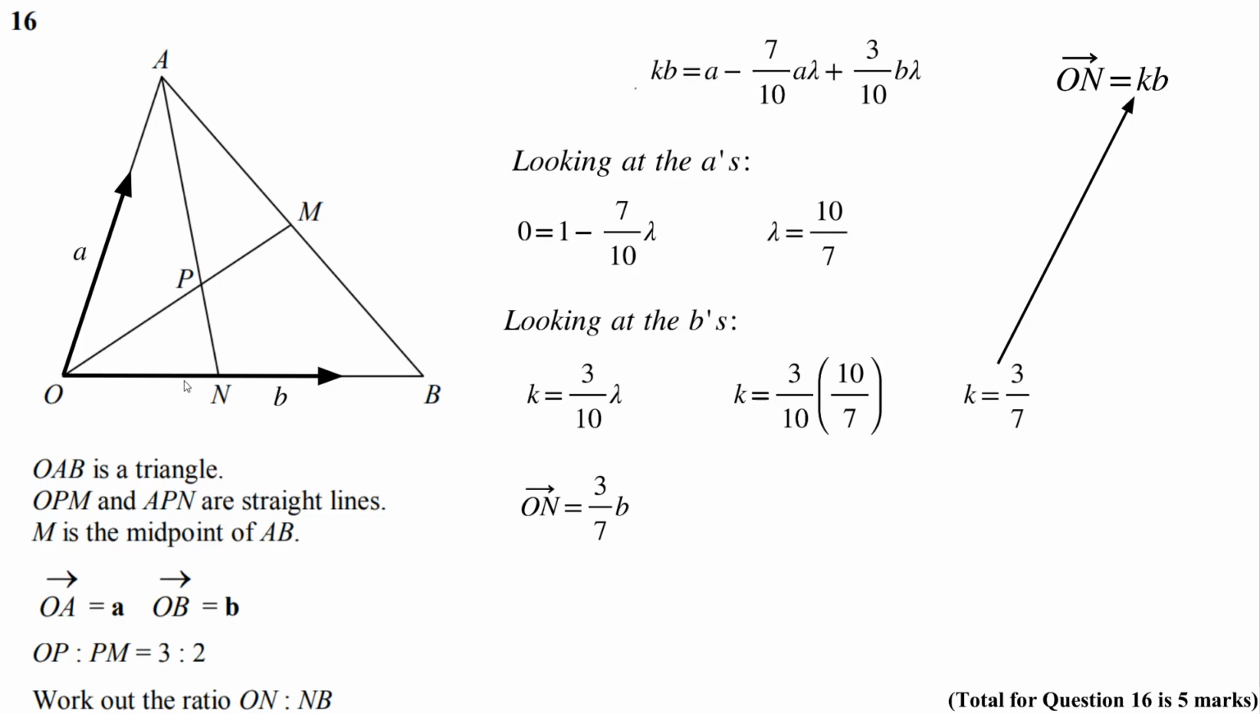And b is O to B. So this full line, we take 3/7 of it, and that'll give us this. So that tells us that N to B must be 4/7 b, because it needs to add up to a b. So 3/7 b add something gives us 1b. So that has to be 4/7 b.